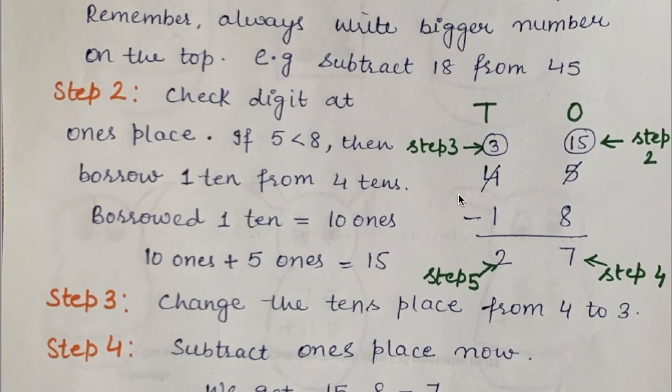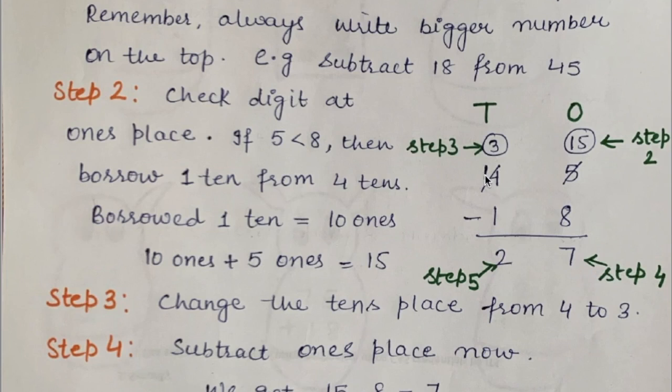So what we can do is we will borrow 1 ten from the 4 tens. When we borrow 1 ten, it will be 10 ones, means here we can say 1 and 5. 10 ones plus 5 ones is equal to 15. So we will cut 5 and write 15 here. Then we subtract 8 from 15, which is 7.